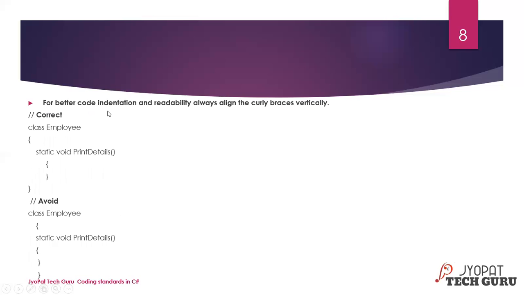Next, for better code indentation and readability, always align the curly braces vertically. If you have a number of classes and methods, try to close the braces properly. Otherwise, you'll be messed up with the braces. You can observe the example here. Employee is opened and closed here. PrintDetails open and close. Rather than giving everything within a single line, it is better to place the braces vertically in a proper way.